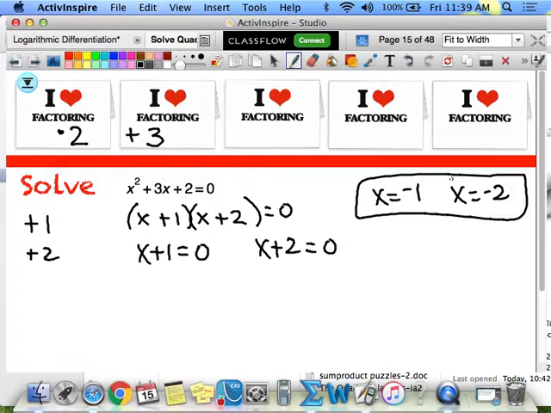So taking our factoring and just going one step further. We're going to spend a couple days on factoring before we start.